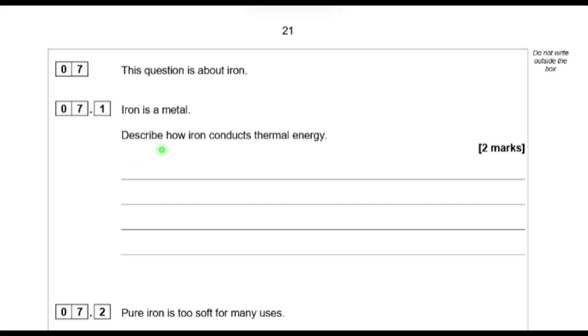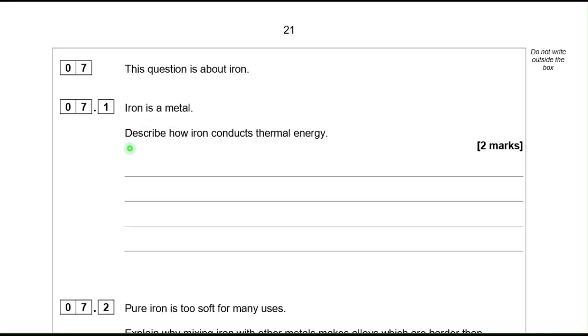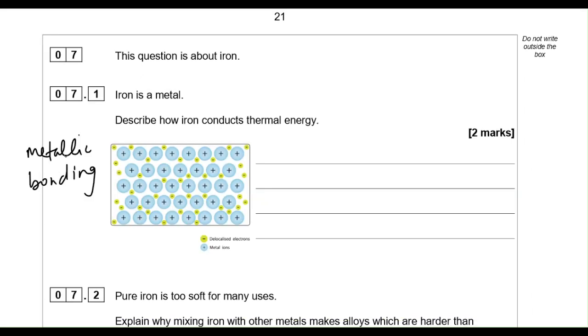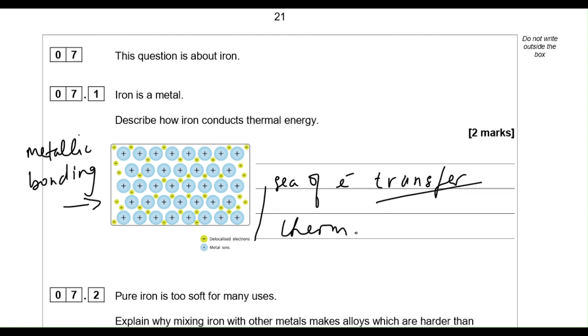This question is about iron. 7.1. Iron is a metal. Describe how iron conducts thermal energy, and this is for 2 marks. This is all about metallic bonding, and you've seen this diagram loads of times before, I'm sure. This is a typical model of what metallic bonding is like. We've got these positive ions in a sea of delocalized electrons, and these delocalized electrons are able to transfer the thermal energy through the metal.